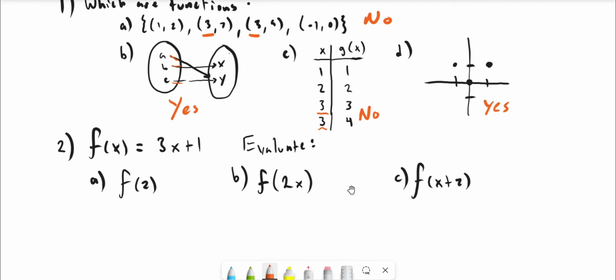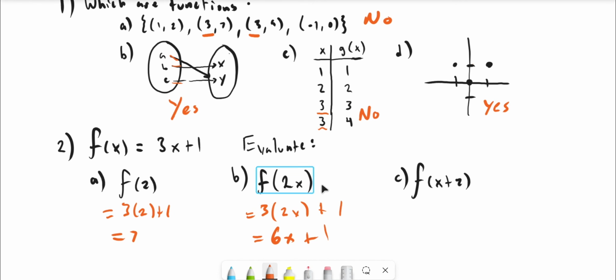All right, now let's evaluate this. Evaluating this means replacing x in these rules with these inputs. So for example, this one here is 3 times 2 plus 1, that's 7. This one here is going to be 3 times, now it's 2x in the input slot, so we put 2x in for our x instead, and that's just 6x plus 1. There's no way to evaluate this any further. We don't know what x is.